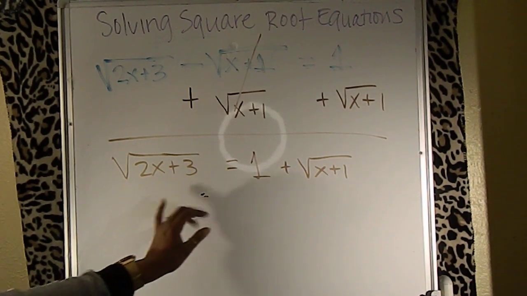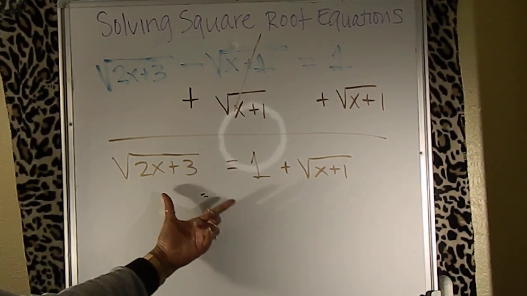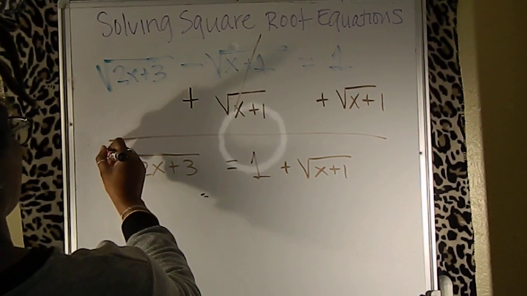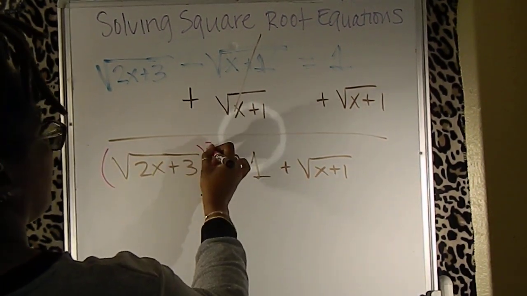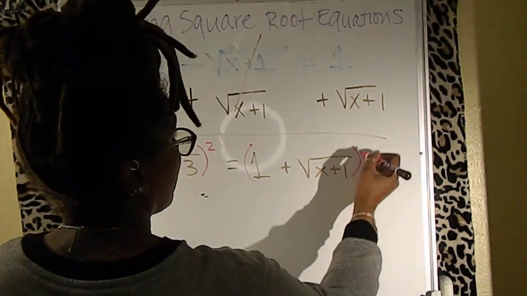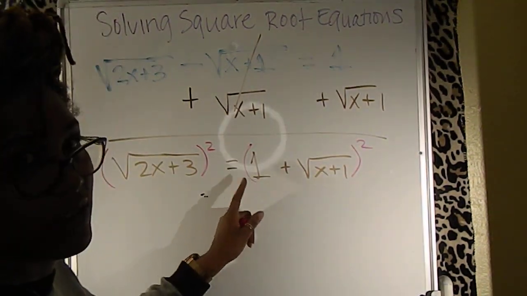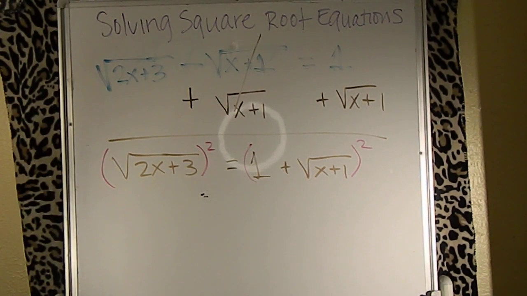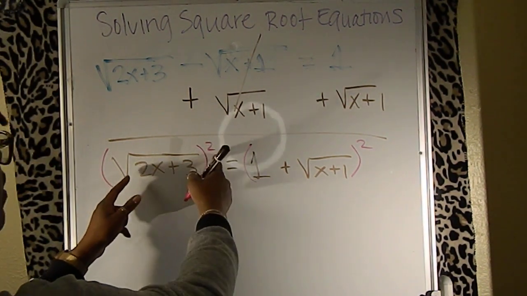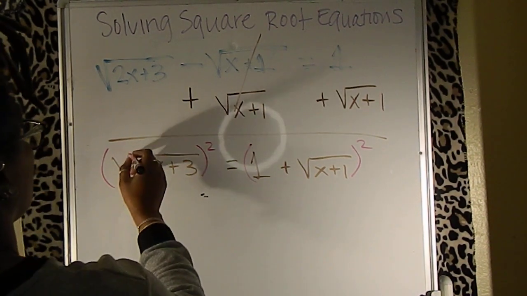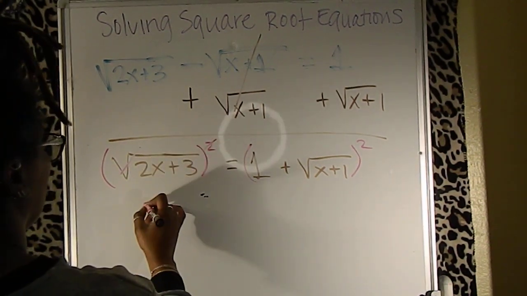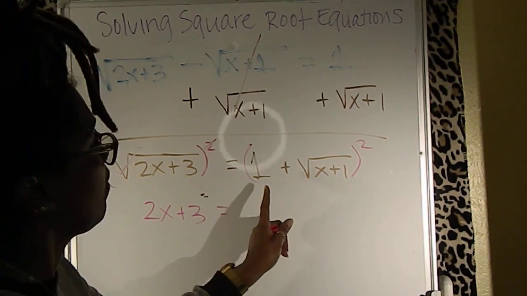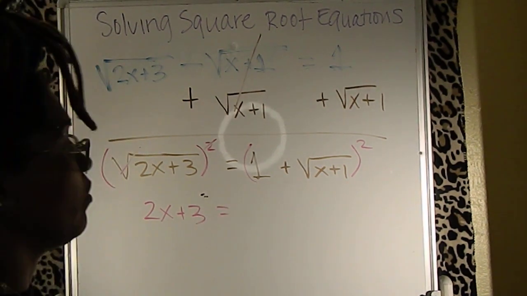So now we've gotten here, and again, we want to make the square root symbols go away. And how do we do that? We square both sides. Whatever we do to one side, we have to do to the other, due to this equal sign. And as we know, when we square a square root, those are going to cancel each other out. So you end up with 2x plus 3 is equal to, but now this you have to FOIL.